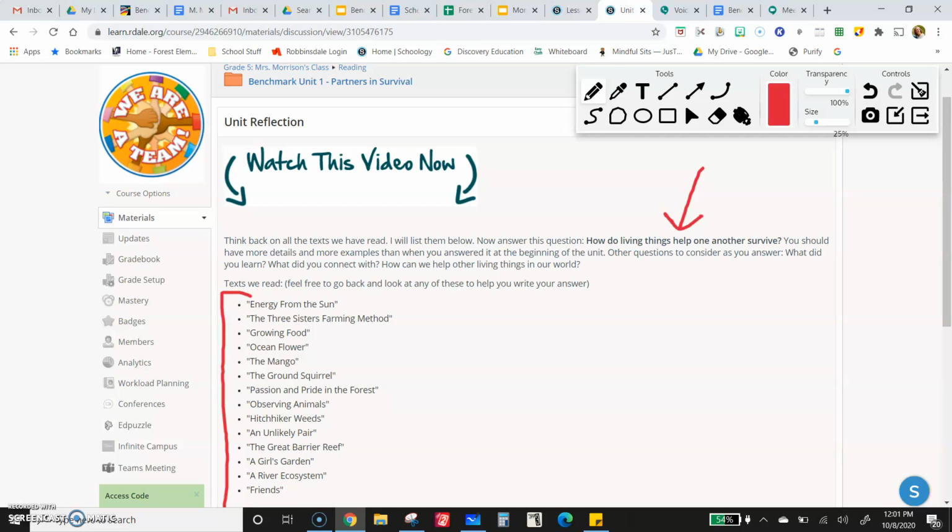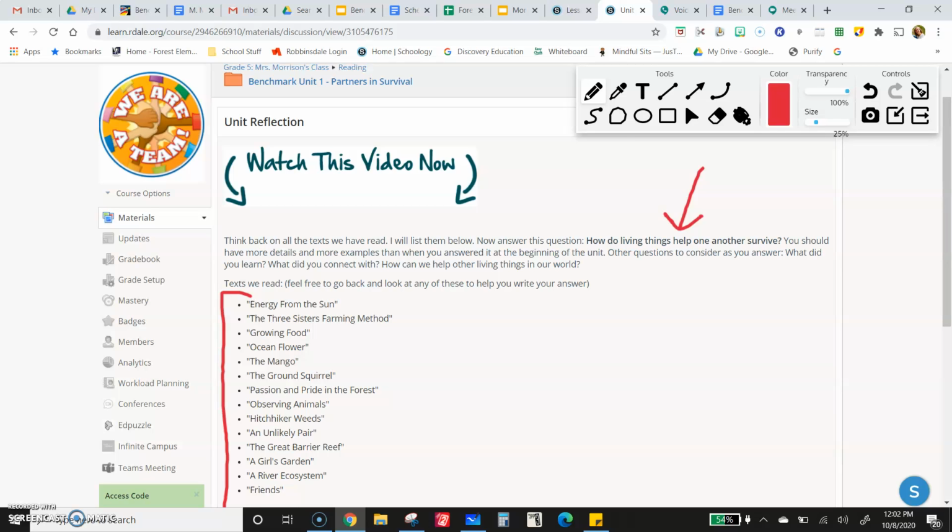So if you gave me one sentence at the beginning, see if you can give me 2 sentences, 3 sentences, 4 sentences. If you started with 3, maybe you're going 4, 5, or even 6 sentences. So you really should have a much better answer than you did at the beginning now that you have done so much learning about how living things help one another survive.